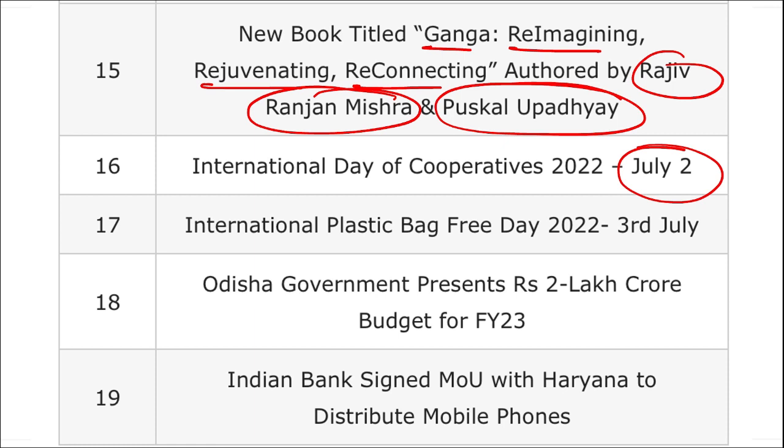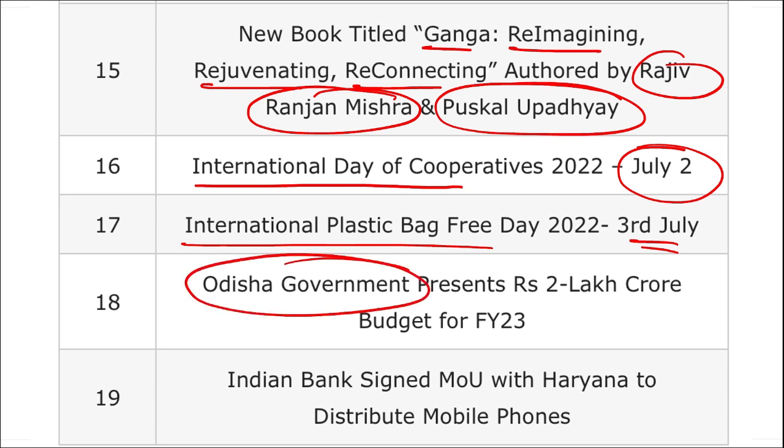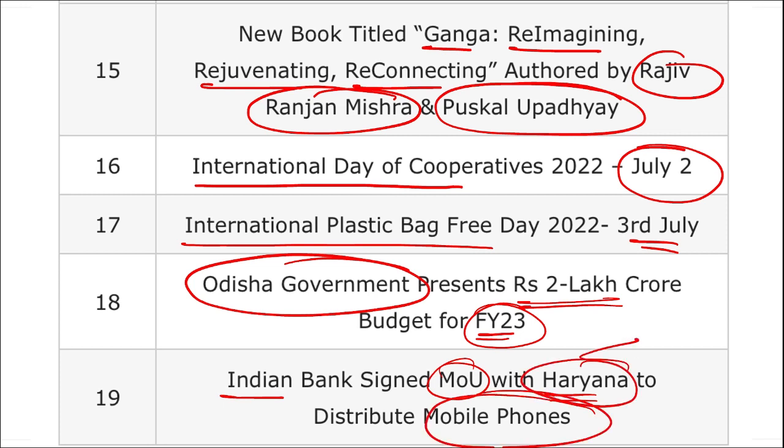Next, on 2nd of July, we observe International Day of Cooperatives, and on 3rd of July, International Plastic Bag Free Day is observed. Similarly, remember, Odisha government has presented their budget for the fiscal year 2023 that was of 2 lakh crore rupees. Indian Bank has signed an MOU with Haryana government to distribute mobile phones, and Haryana also recently declared a scheme that they will be providing tablets to the school going students of 10th, 11th and 12th class. Alright friends, so these were your one-liner current affairs of today.